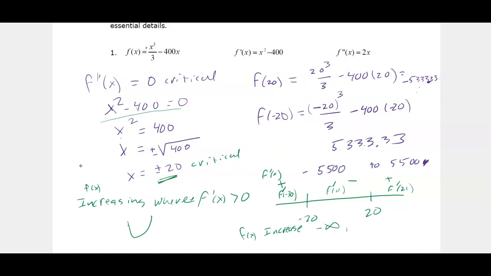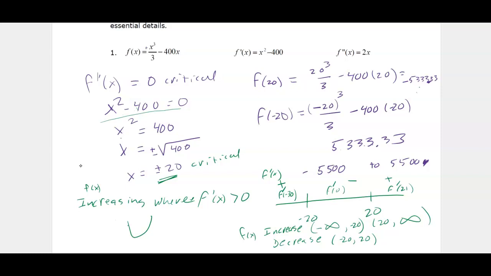Increasing from negative infinity to negative 20, and that is an open interval because at negative 20 it's neither increasing nor decreasing. Decreasing from negative 20 to 20. And increasing again from 20 to infinity. That is going to help me sketch my graph. So I'm making a note: increasing from negative infinity to negative 20 and 20 to infinity, and decreasing from negative 20 to 20.